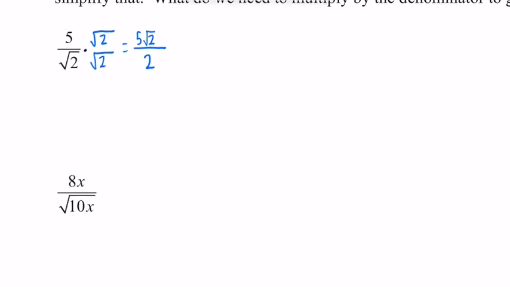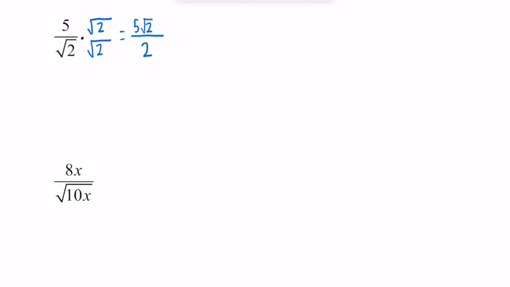Let's look at our next problem, 8x over the square root of 10x. Whatever root you have on the bottom of the fraction, that's the one you want to get rid of. That's what you multiply by the top and bottom of each fraction. Remember, whatever we multiply by the bottom, we have to multiply the same thing by the top to keep the value of the fraction the same. In this case, in the numerator, we would have 8x square root of 10x. In the denominator, the square root of 10x times the square root of 10x is 10x. Remember, when you multiply a root by itself, you just end up with what was under the root.